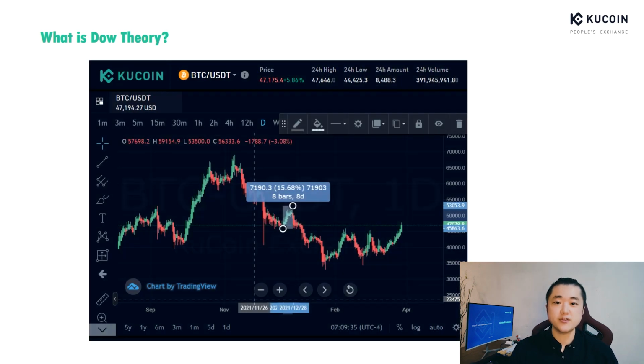Secondary trends or secondary reactions can last for a couple of days. Secondary trends are also called retracements, and in this picture, these secondary trends lasted for 8 days, more than a week.